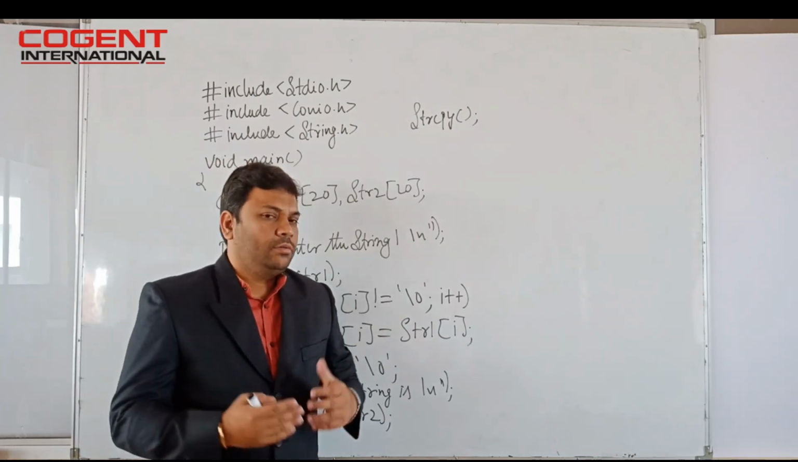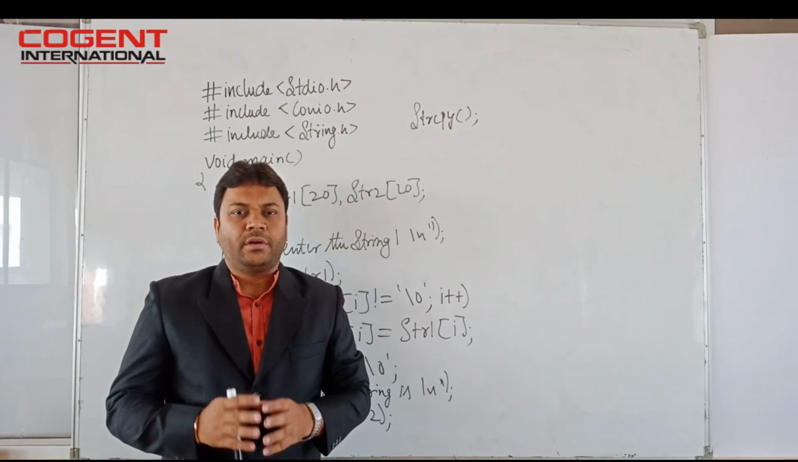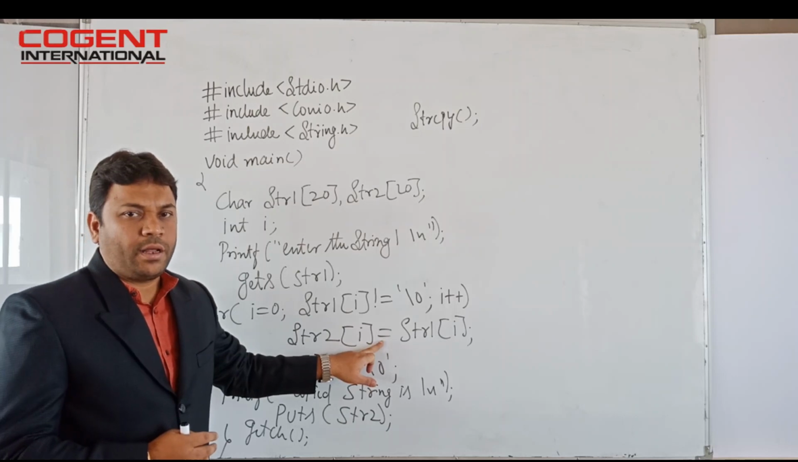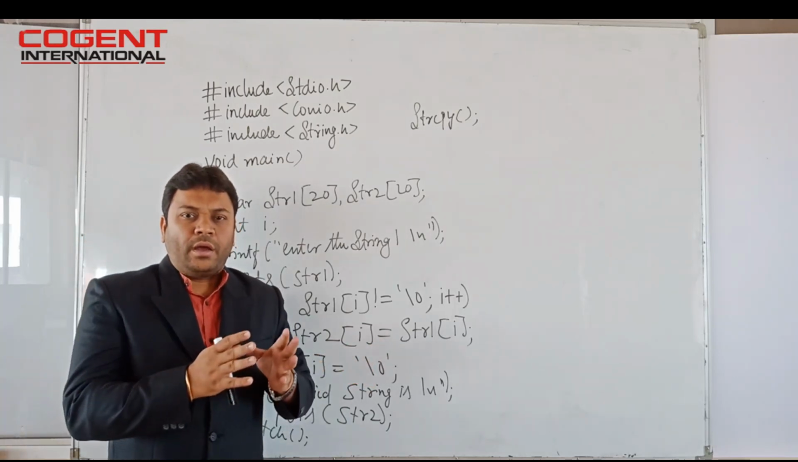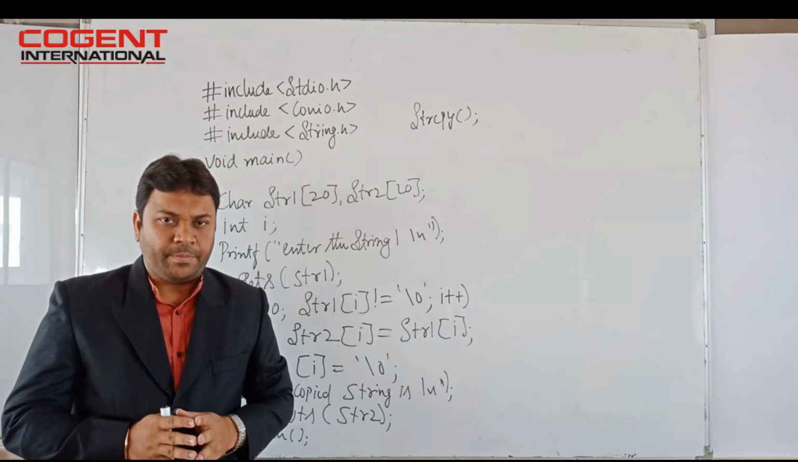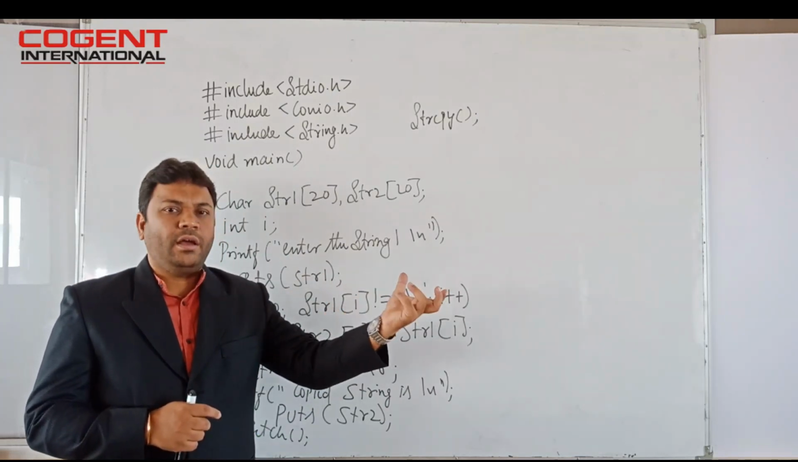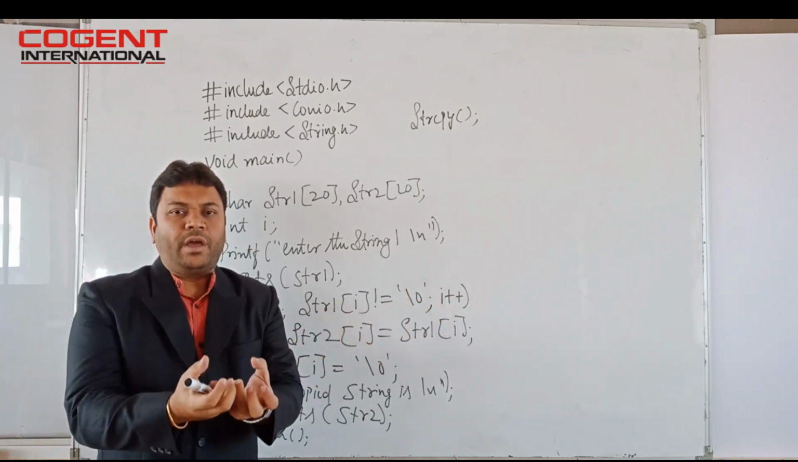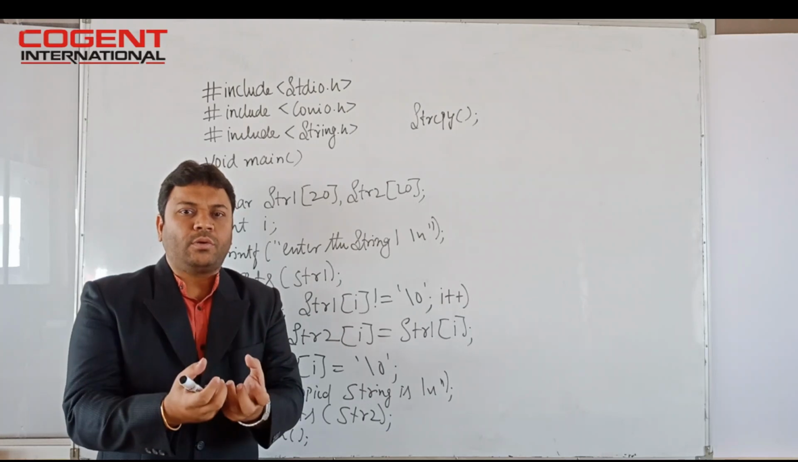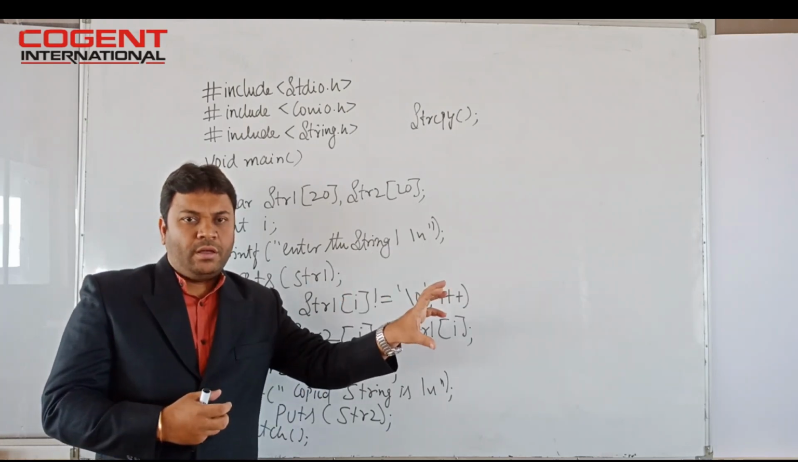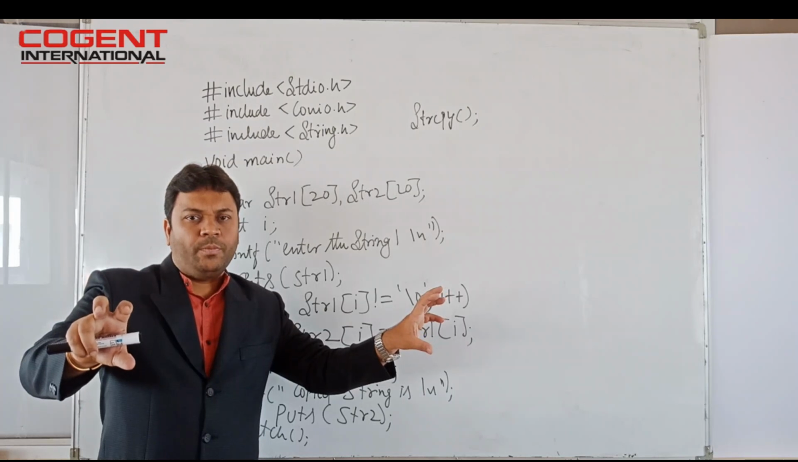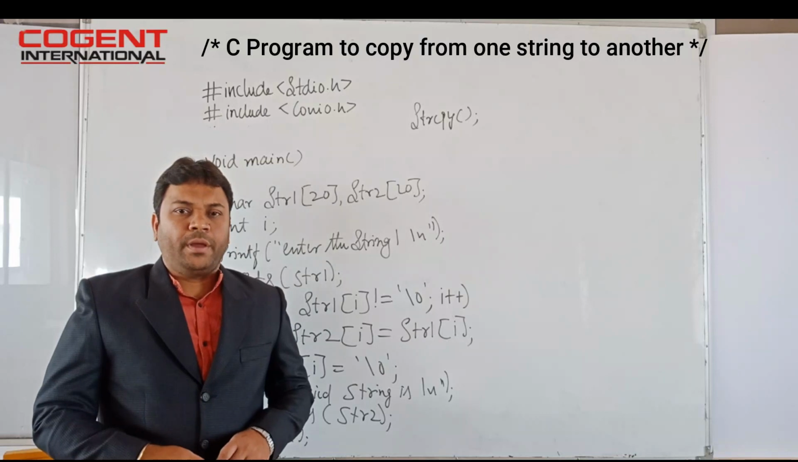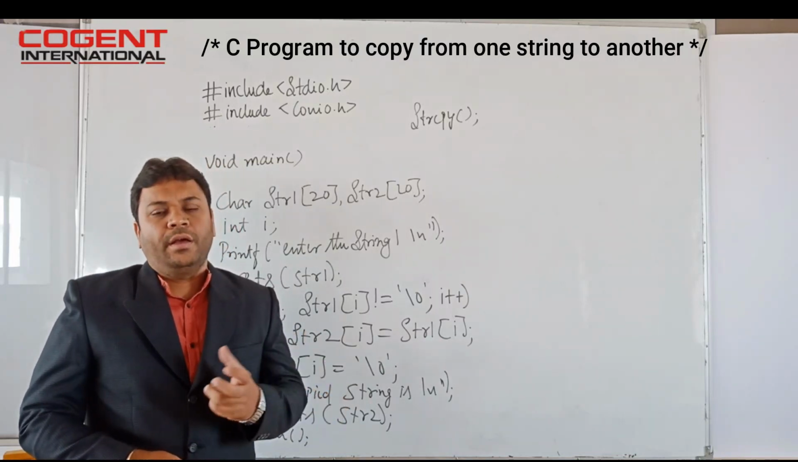Simple it is. Copying is done using the operator equal to. The assignment operator is used to copy the content of one string to another string. We are assigning the content of string 1 into string 2. So here we are using the assignment operator, equal to, so the string 1 content is copied into the string 2 content.